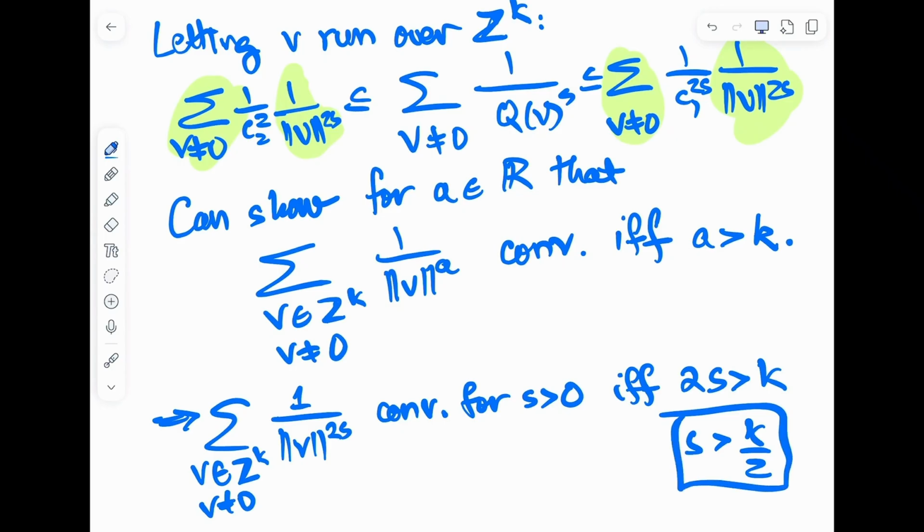Absolute convergence, you took the absolute values. If s were complex, you take the absolute values, you replace s by the real part of s. So you would get convergence for the real part of s greater than k over 2. So anywhere earlier where I was talking about taking the real part sufficiently large so the zeta function as a series converges, this is what I should have been saying all along.